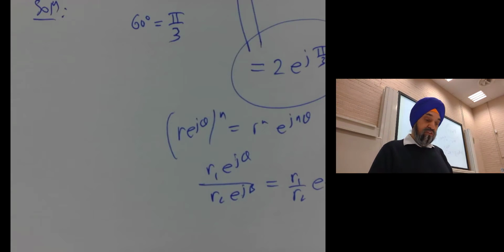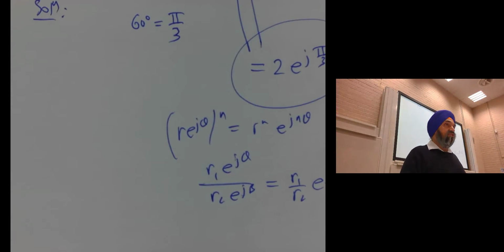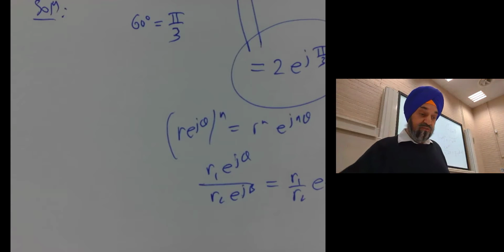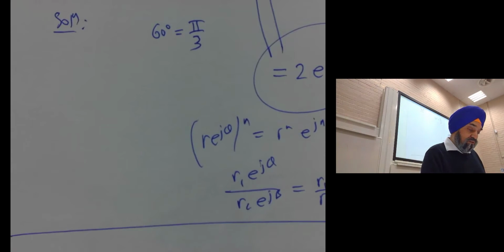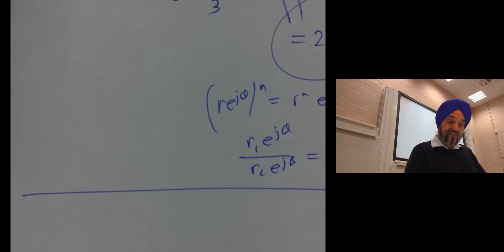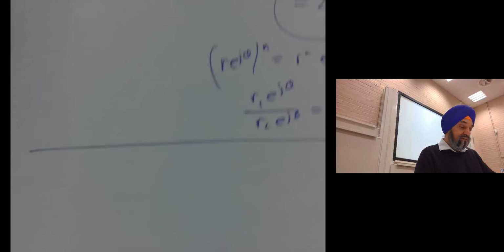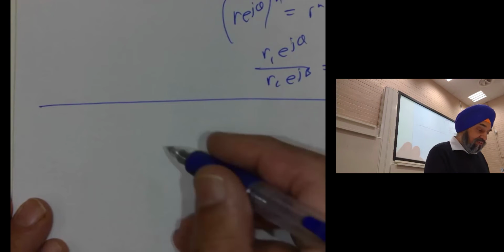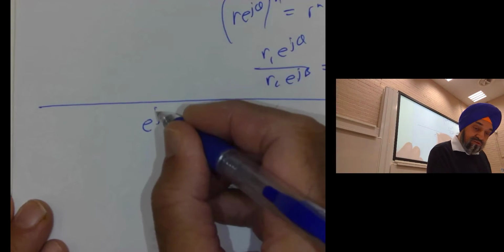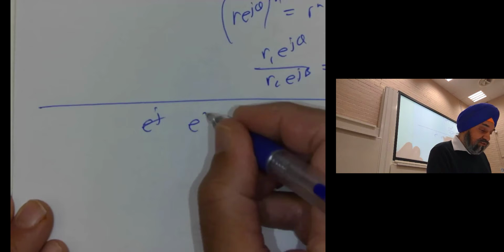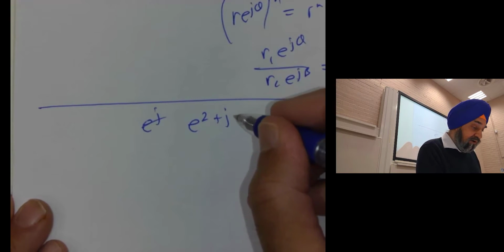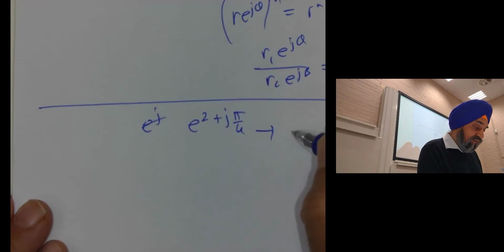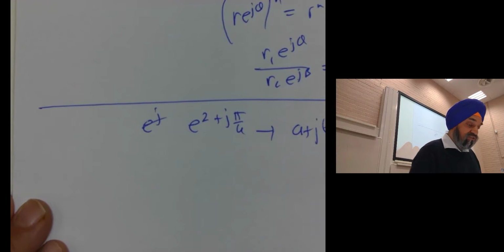The thing you've got to remember about exponential form is that the argument has got to be in radians. So, like I say, the disadvantage is here. Let's have a look at this one. Convert e to the 2 plus j pi over 4 into rectangular form, a plus jb.